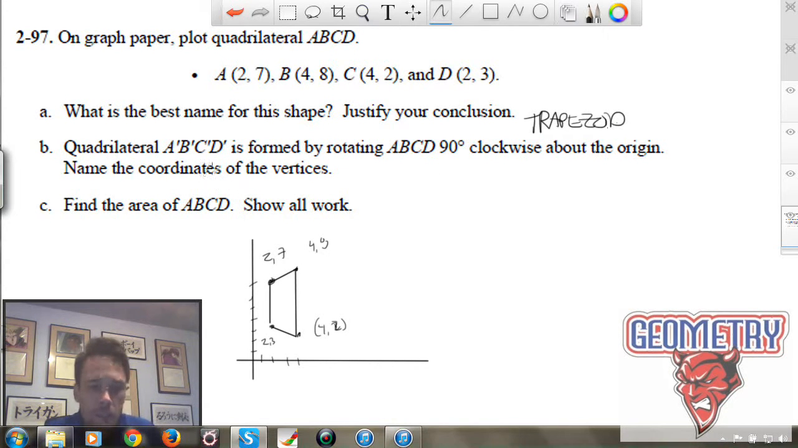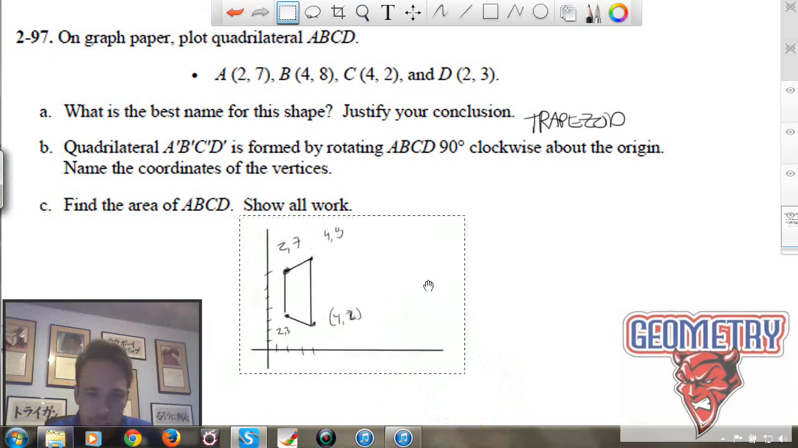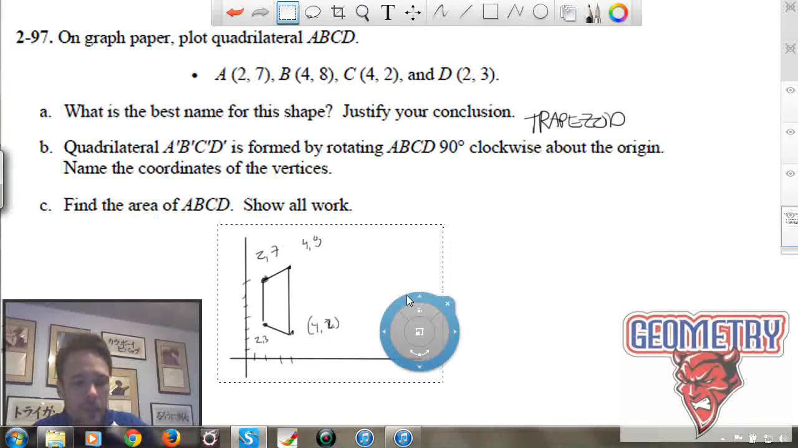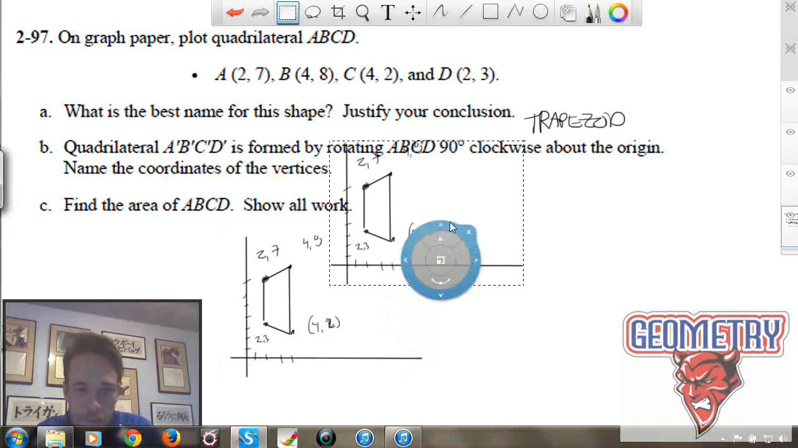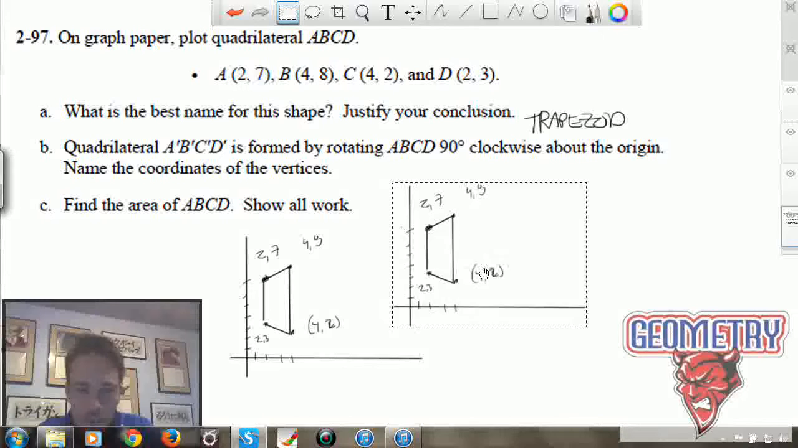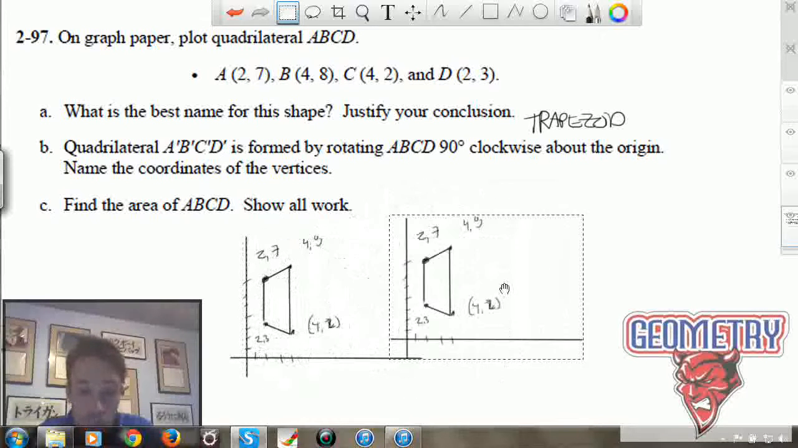It says quadrilateral A prime, B prime, C prime, D prime is formed by rotating this 90 degrees clockwise about the origin. Okay, so what this is going to look like is, with this cool selection tool, we take this, copy it and paste it. Nice. Okay, so here's our translation, right? We just slide it over.